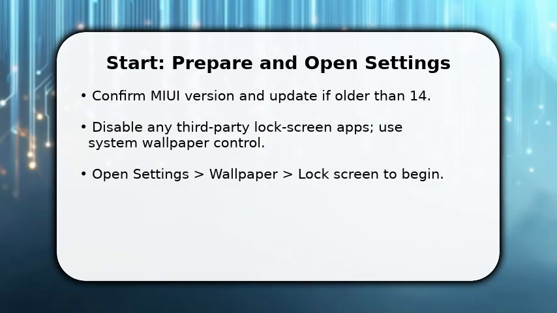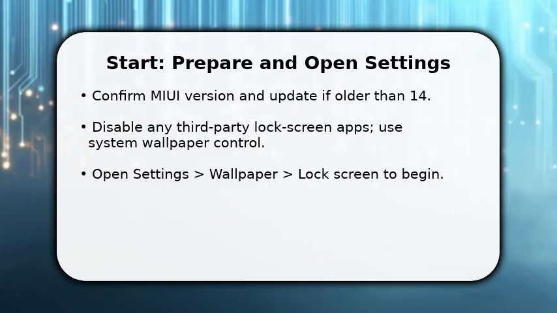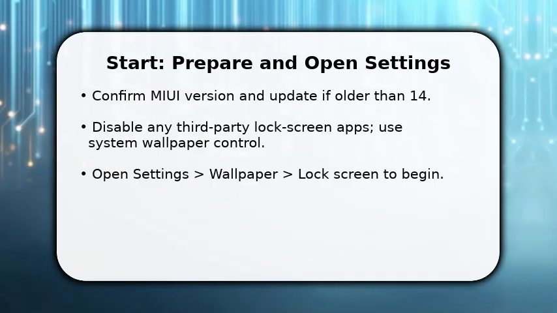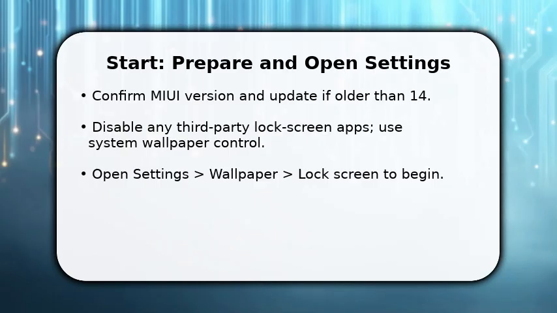You start by making sure your phone runs a current MIUI build. Older versions limit per-screen options. Once done, disable third-party lock screen managers so the system controls wallpapers.